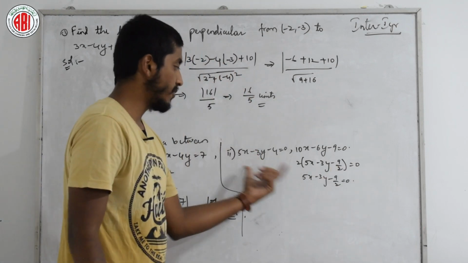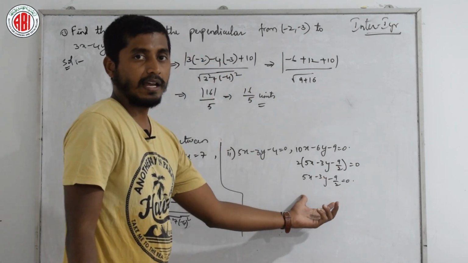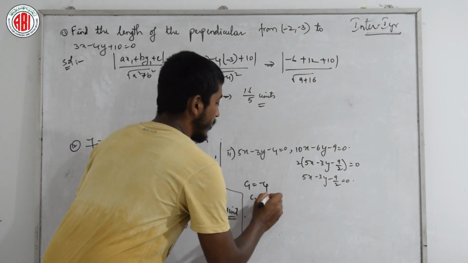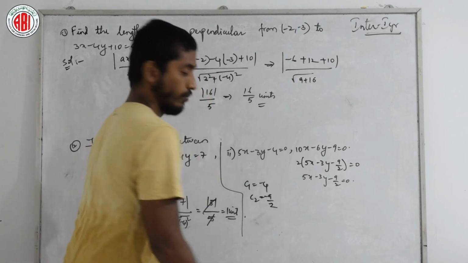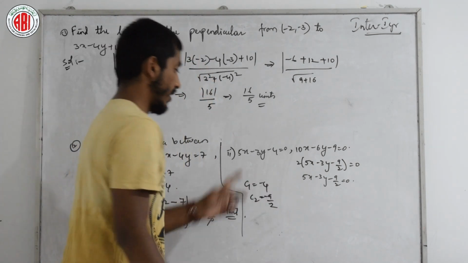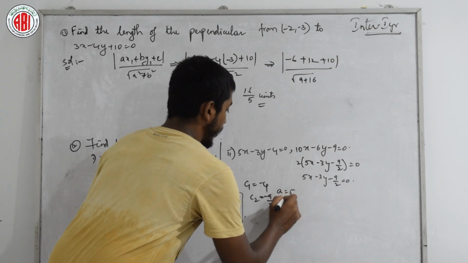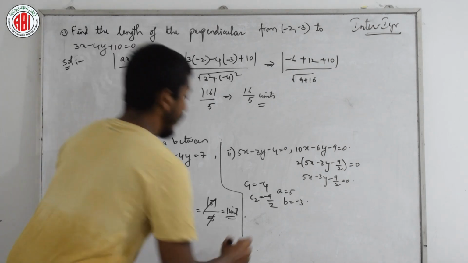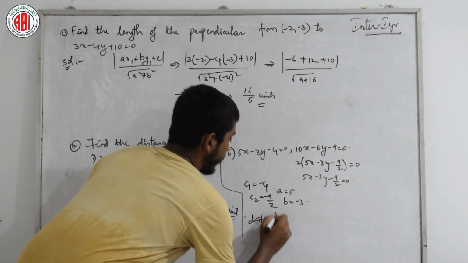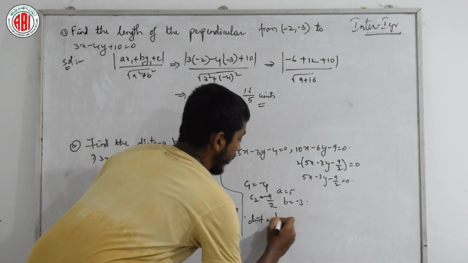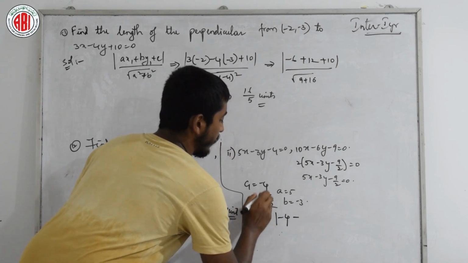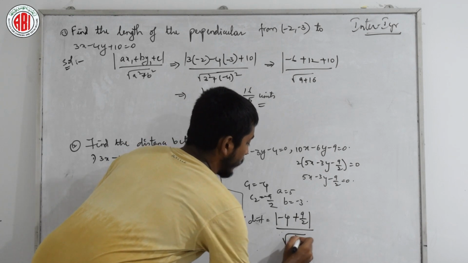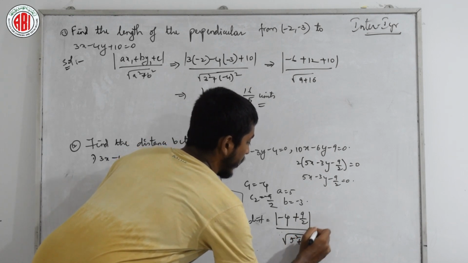Now check, are these both equations parallel or not? Yes, they are. Where C1 is minus 4 and C2 is minus 9 by 2. Is it okay? Then what is A? A is 5, B is minus 3. Let us substitute the same in this formula. Therefore, distance is equal to mod C1 minus C2, that is minus 4 minus of minus 9 by 2, that is plus 9 by 2, under root A square plus B square.